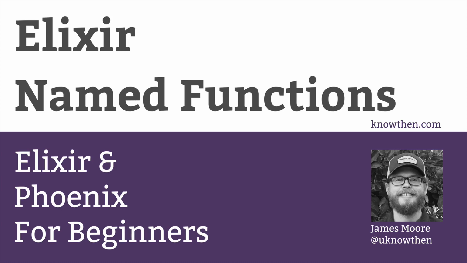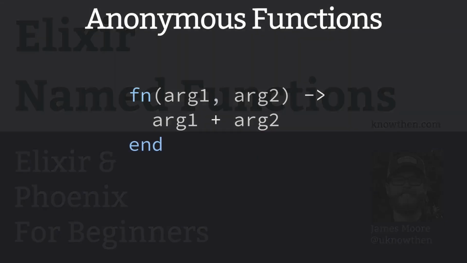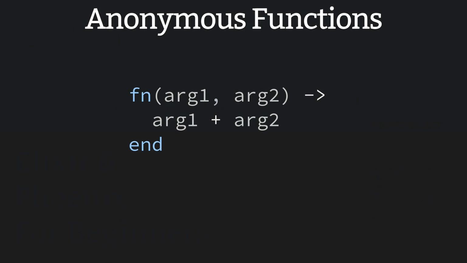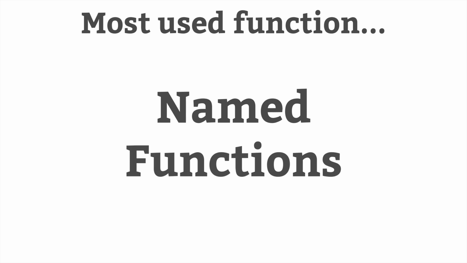In the last video, you learned one of the ways to create anonymous functions, but anonymous functions, though useful, aren't the most commonly used type of function in Elixir. The most commonly used type of function in Elixir are named functions, which is what you'll start to learn about in this video. The syntax for writing named functions looks like this.